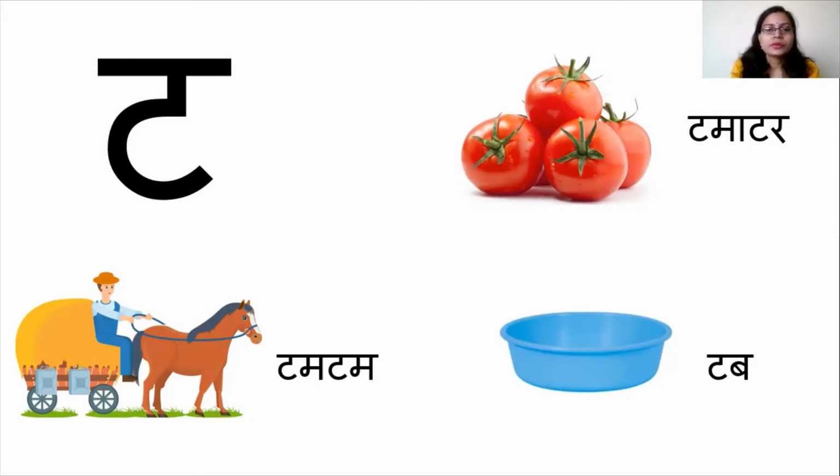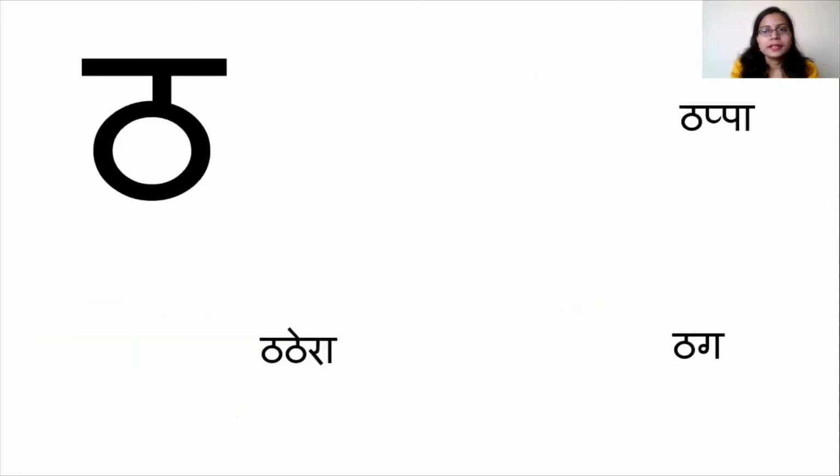Okay. So our next letter is th. You have to pronounce it hardly. When you keep your palm and if you say the letter th, you will feel the air on your palm. Now let's see how to write this letter. This is also very easy, children. See how to write it.